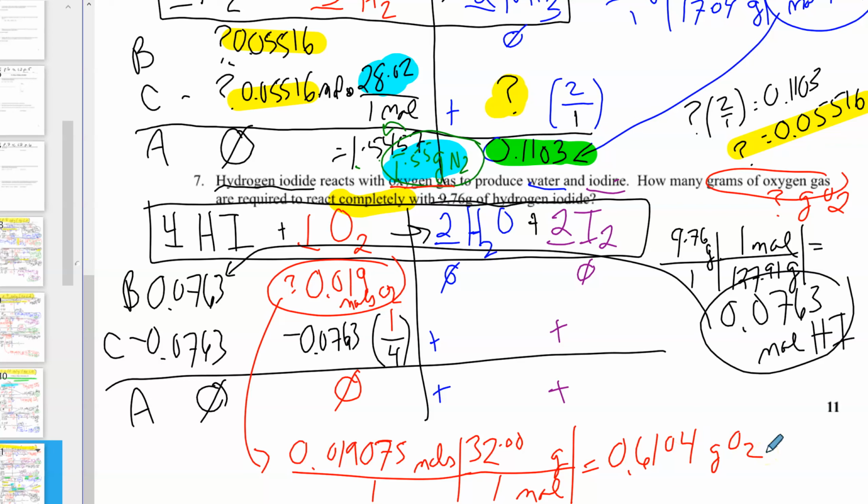Have I considered sig figs? Let's go back and check. 1, 2, 3. Placeholder, decimal is present. Count from the first non-zero digit. So 1, 2, 3. That 0 is significant. So 0.610 grams of O2. Are there 3 sig figs in my final answer? Yes. Here they are right here.